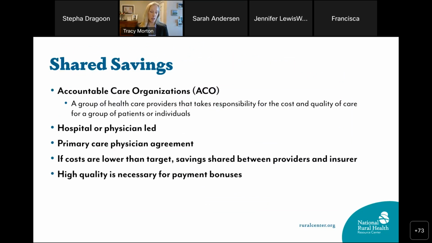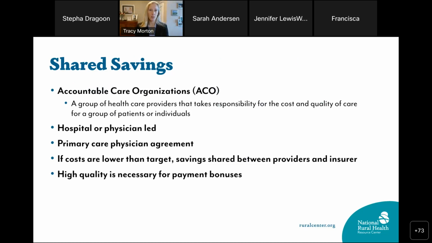Under shared savings, though, like I mentioned, this is where we see accountable care organizations. So an ACO is a group of healthcare providers that take responsibility collectively for the cost and quality of care for a group of patients or individuals. ACOs and organizations that come together as providers to manage the care of those individuals do not need to be geographically located amongst themselves. They don't necessarily need to transfer patients physically among them. They're assuming the responsibility and the risk for this pool of individuals or patients.